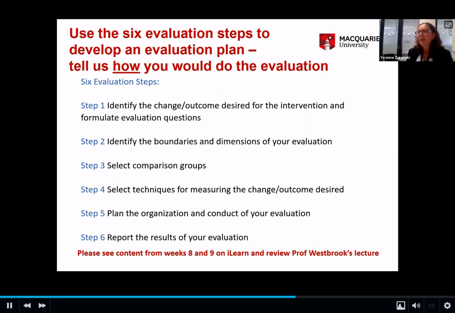Okay? And then plan how you would organize the conduct of the evaluation. How would you do it? Where would you get your data from? Who would you need to talk to? Who are the stakeholders? And then how would you report the results, and to whom? Okay, so who do you want to know about your results?